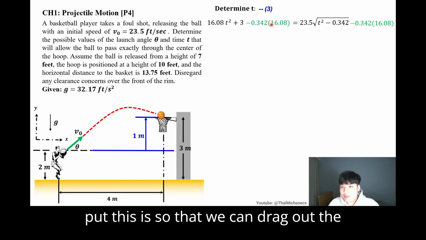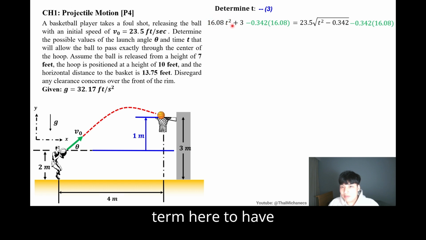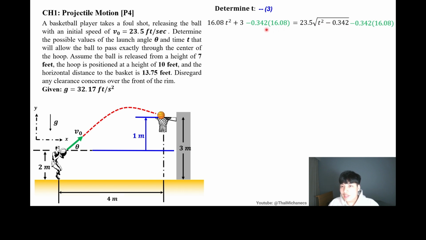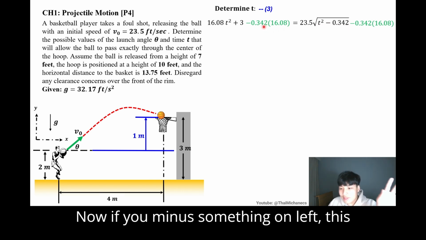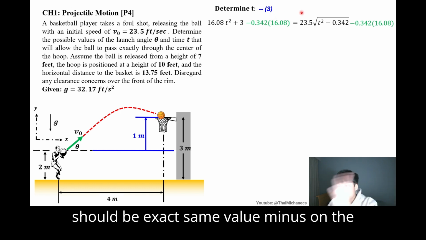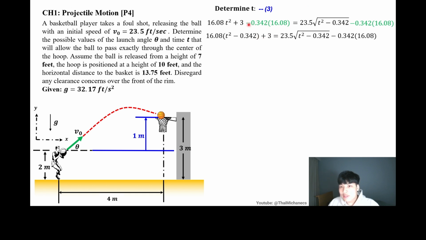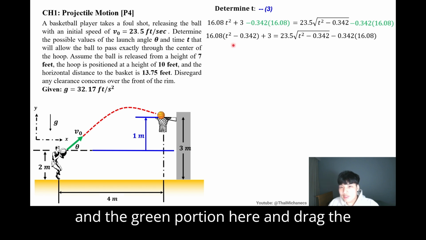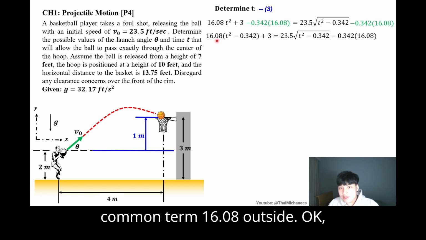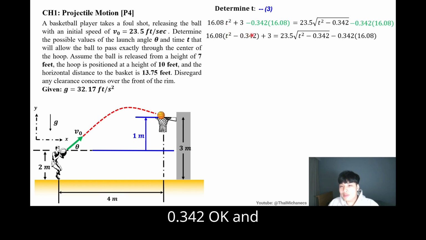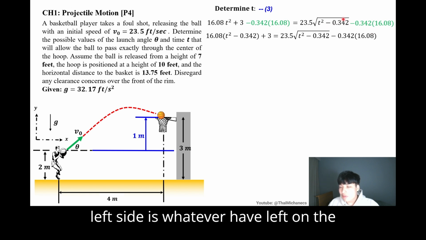The reason I do this is so that we can pull out the term here to be exactly the same as this term. Now if you subtract something on the left, you should subtract the exact same value on the right, so that the equation stays true. I combine this here and the green portion here, and pull the common term 16.08 outside. So we are left with t squared minus 0.342, and whatever is left on the right side.